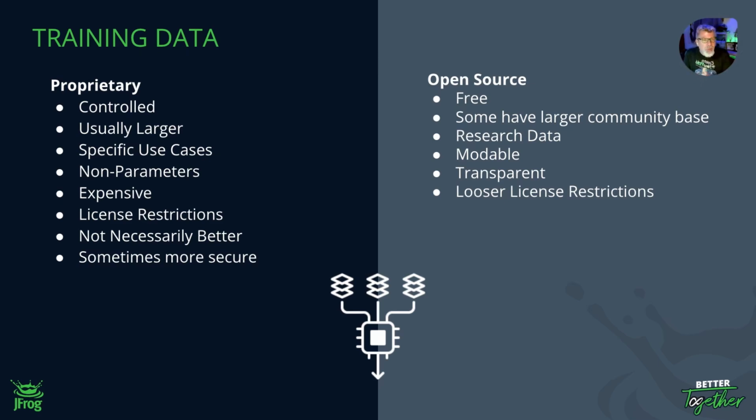Usually it's more controlled on the proprietary side. It usually has a much larger construct. It's got very specific use cases, so there are very specific models for very specific types of operations, like if you're doing something around, say, manufacturing versus something around image recognition. There are also things like non-parameters, and it can be expensive. Also, there are some license restrictions that some companies have on how you can use their data. It also doesn't really mean it's better in a lot of cases, though sometimes it is more secure. We'll talk about security around that in a minute.